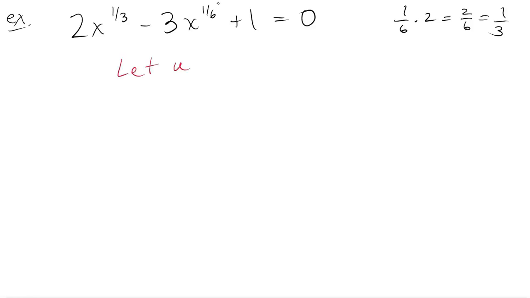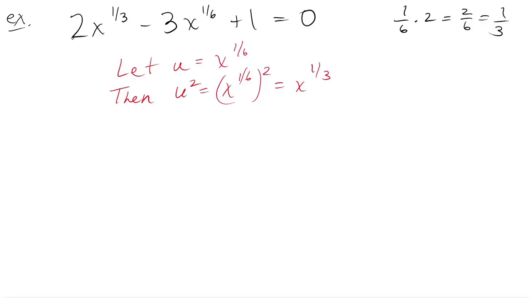And you always let u replace the exponent that is smaller in magnitude. So the x to the 1/6. The reason you do that is when you square both sides of that replacement, when you raise a power to a power, you multiply the powers, and you know that's going to give you the higher exponent because you already verified that the first exponent is 2 times the second exponent. If this didn't pan out, then the substitution isn't going to work. You need to try something else.